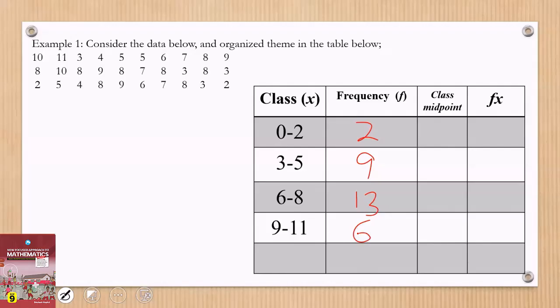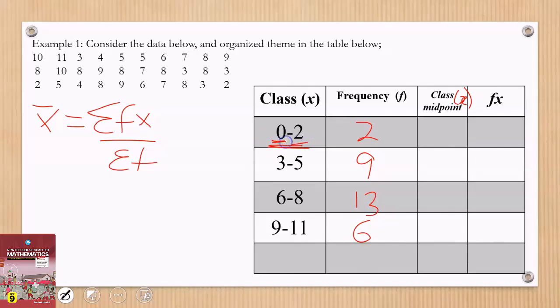Now to find the class midpoint, because this is grouped frequency, it still goes by the formula: mean is equal to summation of fx over summation of f. But here the x has not been given as a single value. The x came as a class interval. And so for us to get the actual x, we find the class midpoint. So what we do is that we add the upper limit and the lower limit and divide by 2.